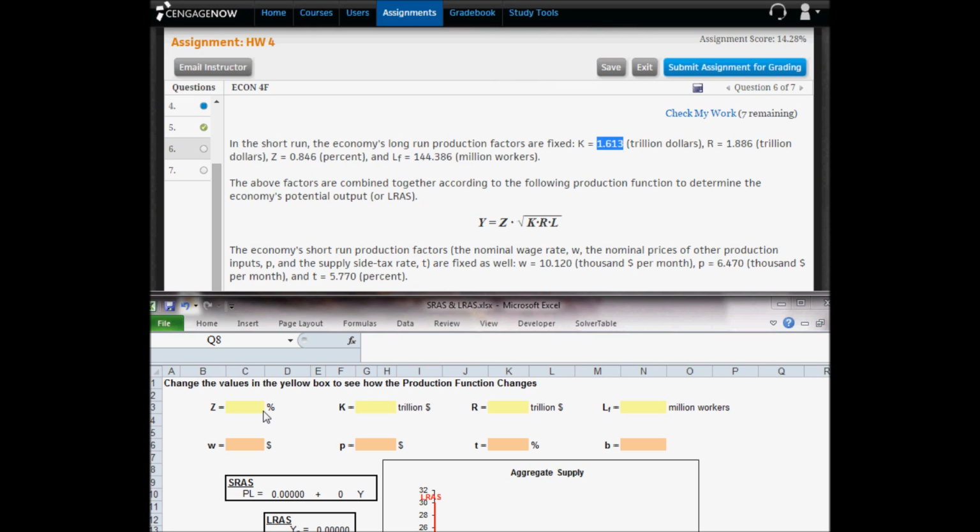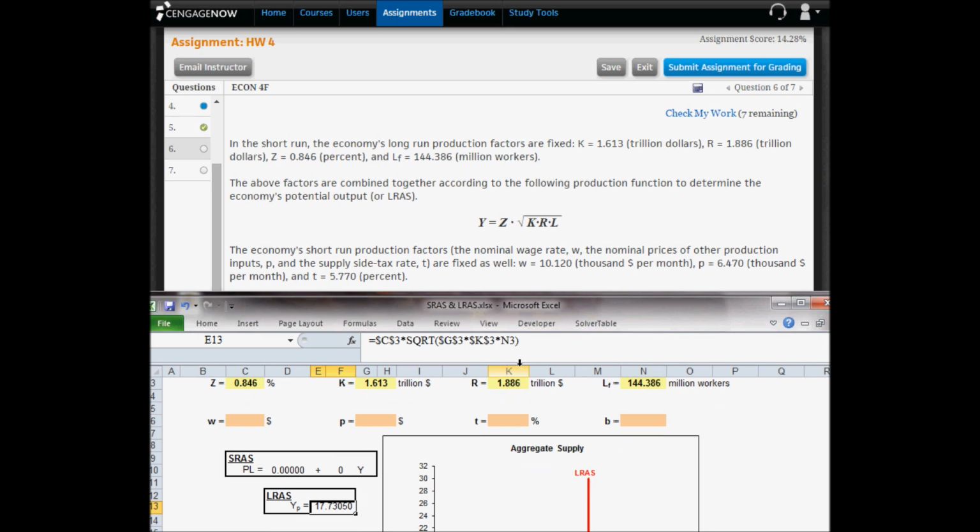Capital is valued at $1.613 trillion. Resources are valued at $1.886 trillion. Technology is 0.846. And the size of the labor force is 144.386 million.